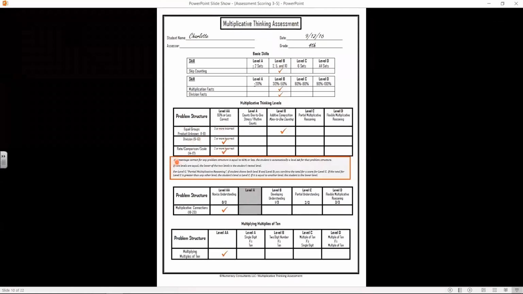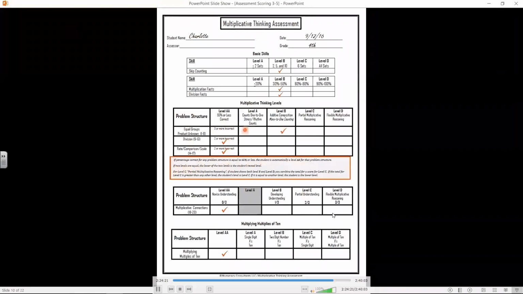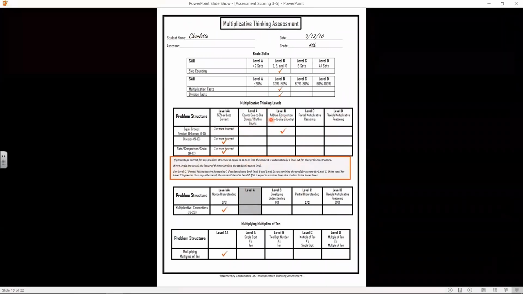Okay, and let's take a look right here. It says if percentage correct for any problem structure is equal to 65% or less, the student automatically goes to AA for that problem structure. The next one says, and we're going to be doing a little bit more of this in another slide, if 2 levels are equal, the lower of the 2 is used, which means say she would have had like 3 level A's and 3 level B's right here. You always go with the lower level, because if a student's going from skip counting back to counting by ones, there's something missing if they keep dropping their strategy for some reason. So you always assume and go with the lower strategy if they show 2.